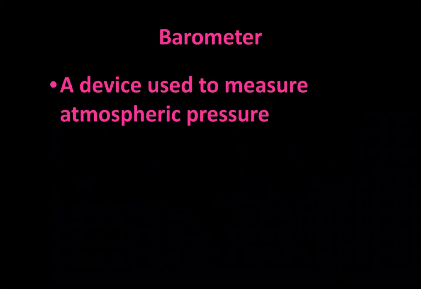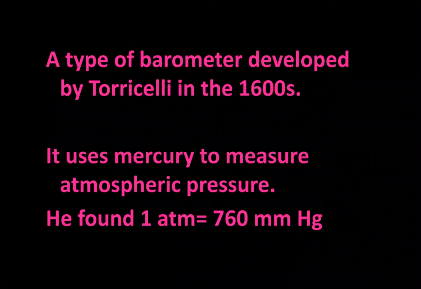A barometer, you might have heard of barometers before, but they're going to measure atmospheric pressure. And you might hear about barometric pressure on the weather, but they're measuring the air pressure in a specific area. The barometer was actually developed in the 1600s by Torricelli, and he used mercury to measure his atmospheric pressure. And so he had a long tube that he placed mercury in, and as the air pressure pushed down on the mercury, it caused it to rise up to different measurements.